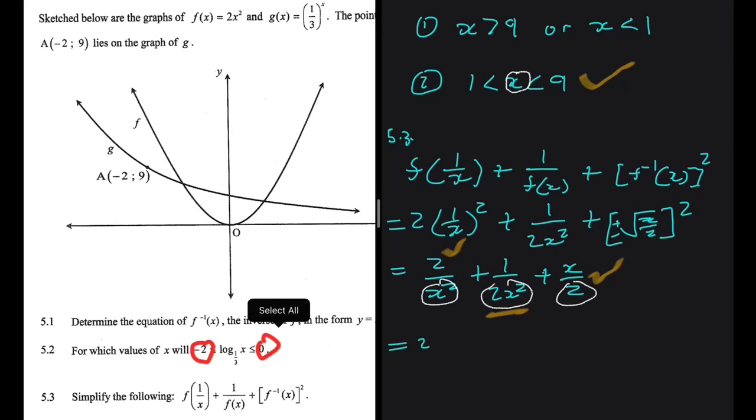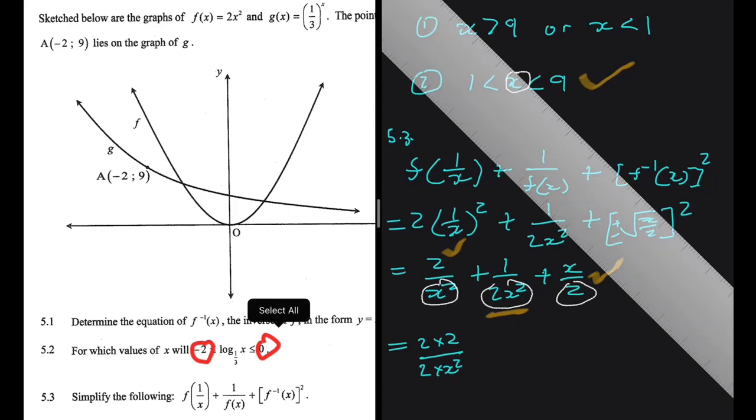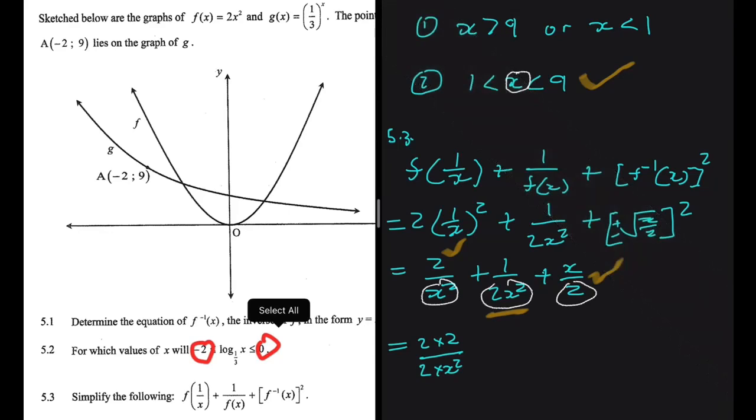So we can say 2 multiplied by 2 divided by 2 multiplied by x squared. And just like that, we have a denominator of 2x squared. And then the term in the middle, there are no issues whatsoever, so we just have 1 divided by 2x squared. Then the third term, to give it a denominator of 2x squared, we multiply everything by x squared, right? So we're going to have x squared multiplied by x, and then divided by 2 multiplied by x squared, right?